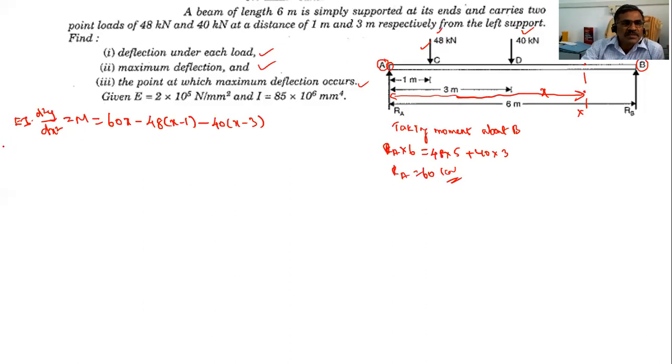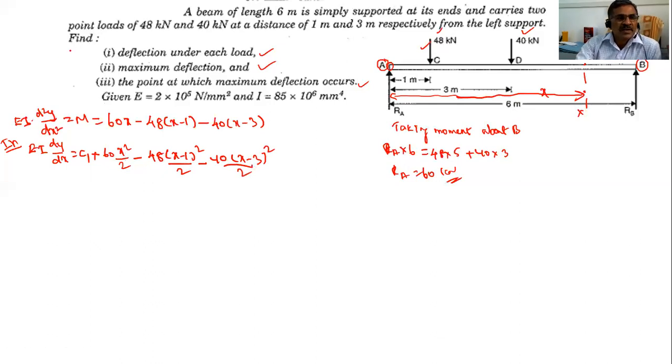You integrate two times. Integrating once, EI dy by dx is equal to 60 into x. After integration, you will get a constant C1, which you take first. So C1 plus 60 into x square by 2 minus 48 into x minus 1 the whole square by 2 minus 40 into x minus 3 the whole square by 2.